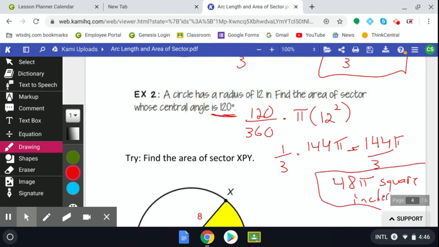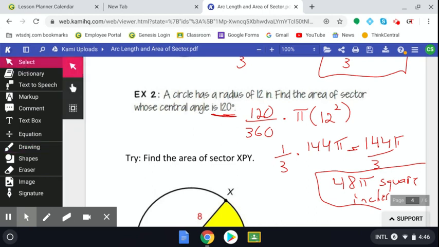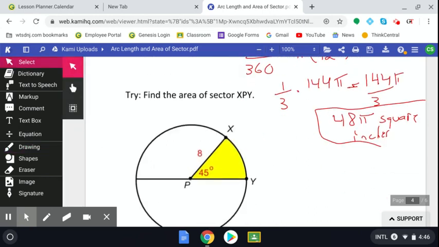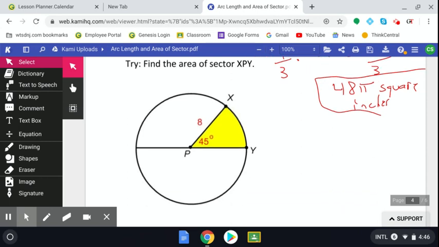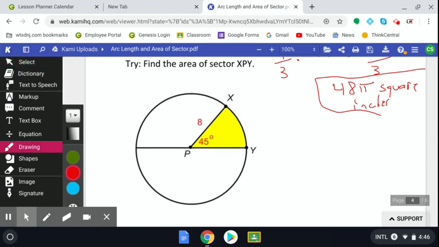And then we move on to the next problem. This one, they are asking you to find the area of sector XPY. This is just like a pizza slice, right? If you were going to divide this into parts, you'd have 8 slices, right? Because 45 times 8 would give you 360. You don't have to do what I'm doing. You could find the area of the whole circle and divide by 8.